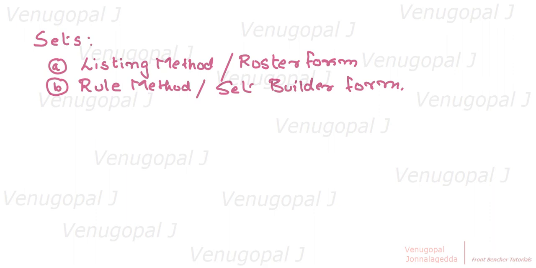Now let me tell you about the listing method. In this kind of representation, you have a set and you define that set. You define the elements of the set by separating them using a comma. For example, so let me write down listing method.